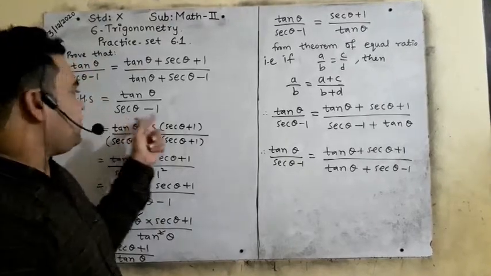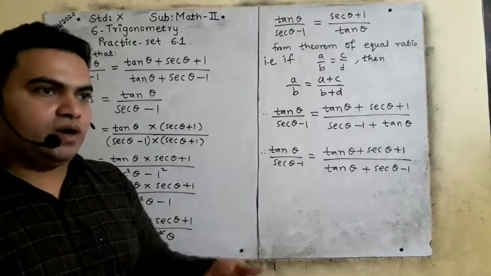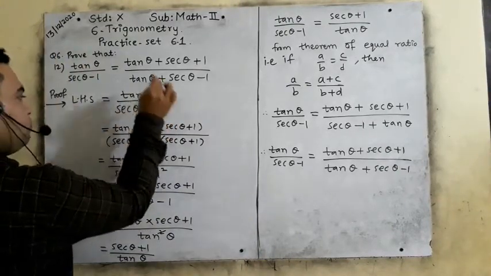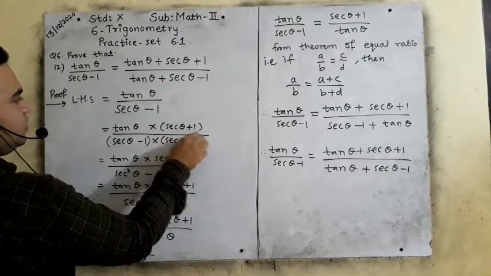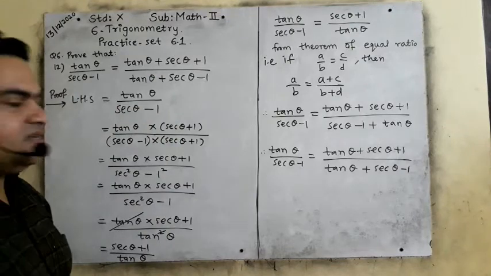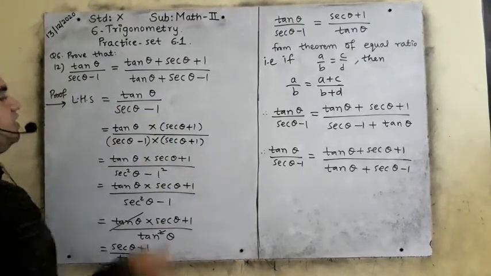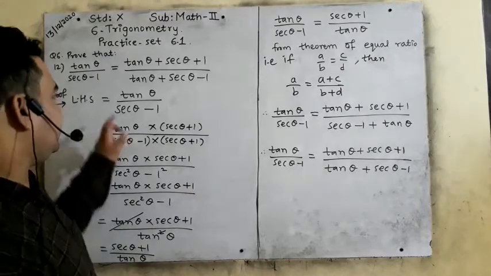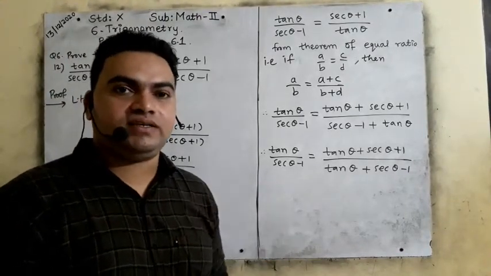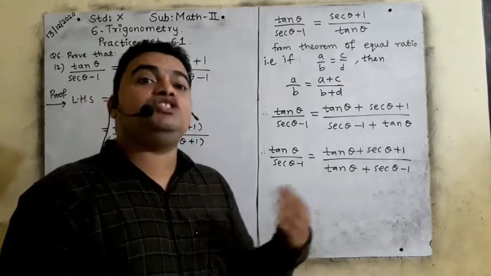We will take the opposite pair of this sec theta minus 1, that is sec theta plus 1, and we will multiply this ratio. We will multiply tan theta by sec theta plus 1, and sec theta minus 1 also by sec theta plus 1, because it is its conjugate pair. How? Why are we taking this? Because sec theta minus 1 has no value, and to rationalize the denominator, we are rationalizing the denominator here by taking its conjugate pair.